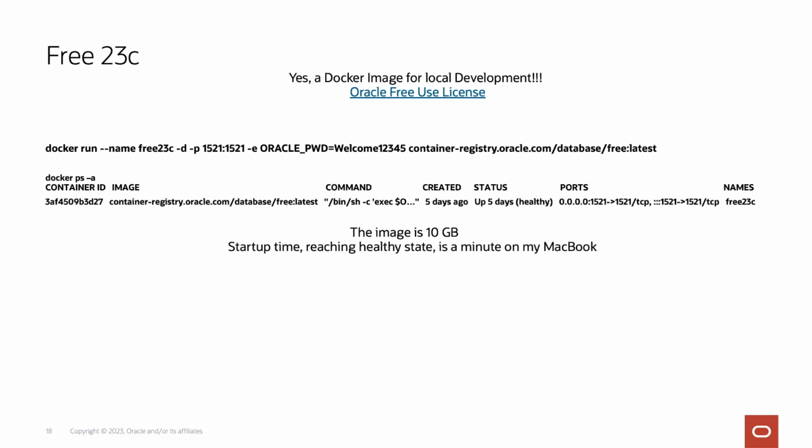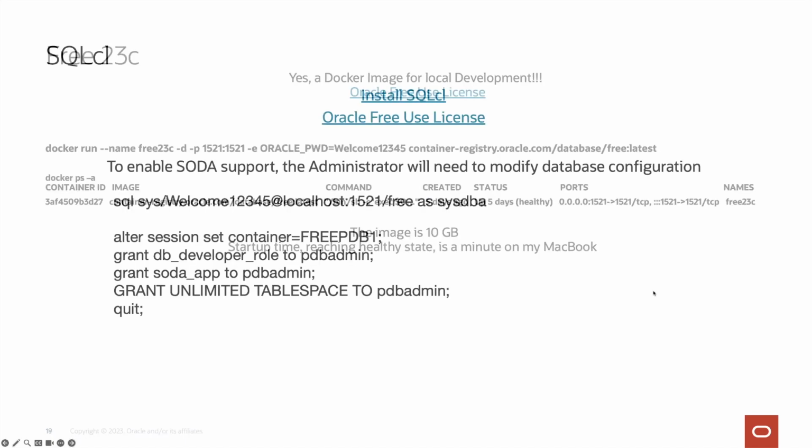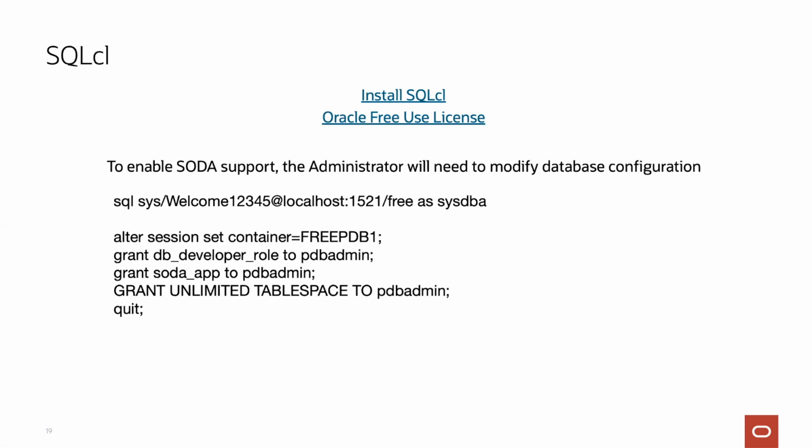The next demo will run the same GameScore mobile app, except it will be run against the new free 23c Oracle Docker image. Yes, you heard correctly, a free Oracle database Docker image under the new Oracle free use license. The image is 10 gigabytes and took about a minute to reach the healthy state on my PowerBook. The command line tool to work with the image is SQLcl.